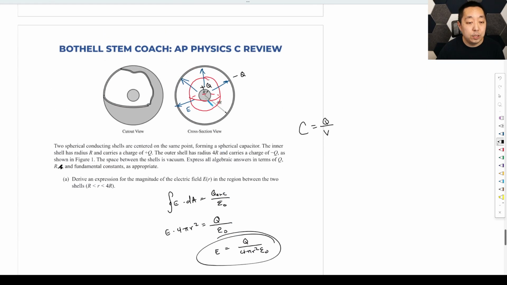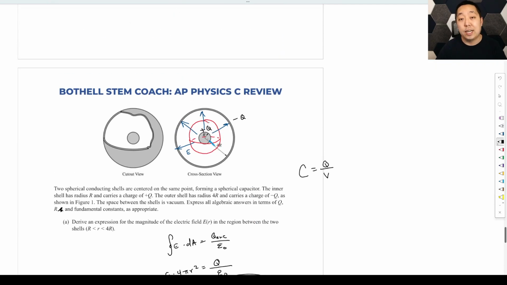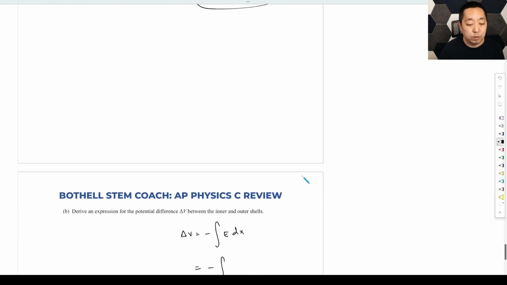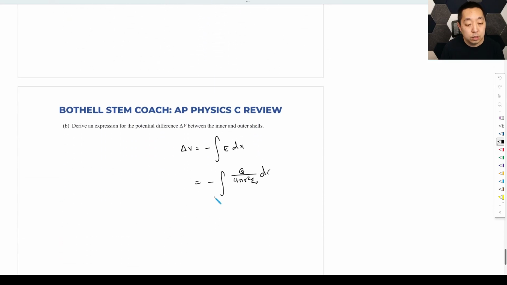Now we want to find the potential difference between the inner and the outer shell. If we want the change in potential, it's related to the integral of the electric field. Whether it's positive or negative doesn't really matter. You just have to remember that the positive charge is at a higher potential than the negative charge. I usually don't worry about the negative sign, but I know some of you will. Now we know the function of the electric field: it's Q over 4 pi r squared epsilon naught. We're going to integrate this over dr, taking a straight line path from one surface to the other, from r to 4r. We can't start at 0 because we're starting from the outer edge of that conductor.